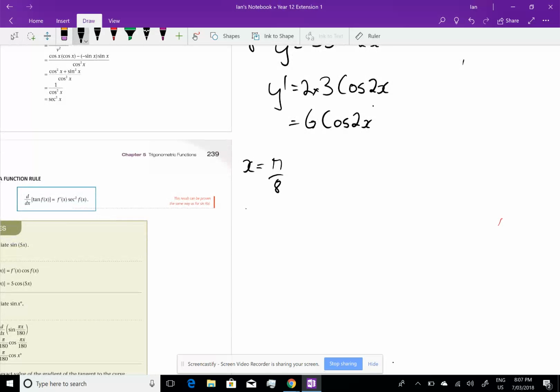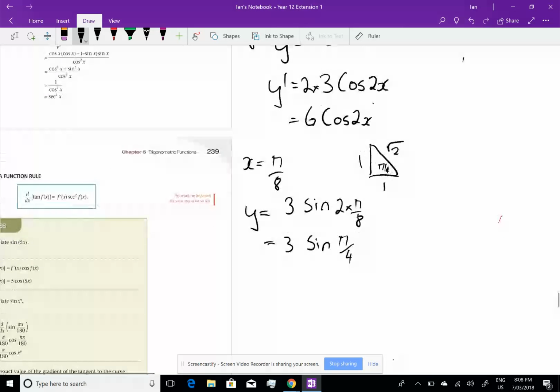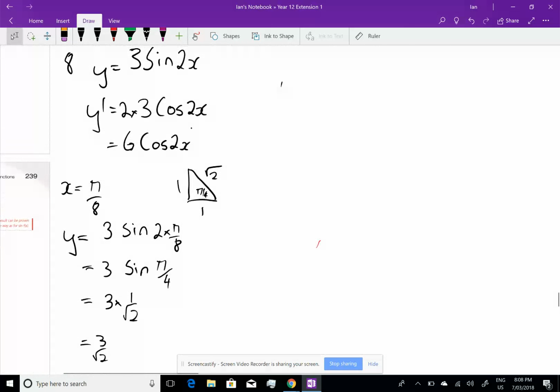Well, let's first find out what the y value is. Well, y equals 3 sine 2 times pi on 8, which is 3 sine pi on 4. I'm going to quickly draw this triangle here: 1, 1, root 2, pi on 4. Sine of pi on 4 is 1 on root 2. 3 times 1 on root 2 is 3 on root 2. Well, I've got my point, which is pi on 8 and 3 on root 2.